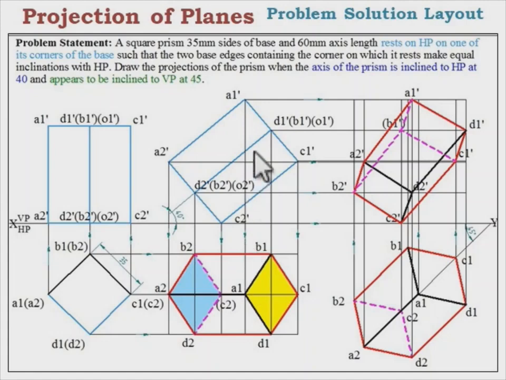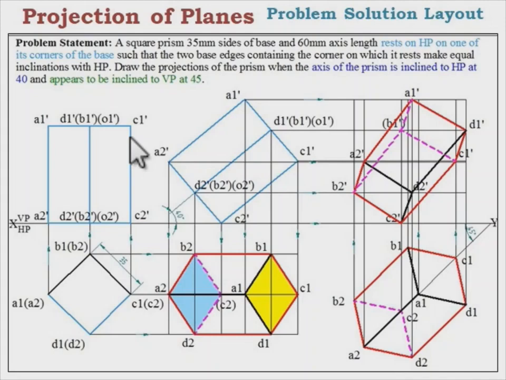Then the longitudinal edges A1 dash, A2 dash, they are near to the observer, so they are drawn with continuous thick line. The other edges like B1, B2, D1, D2 are drawn in continuous thick line and they are forming part of the boundary. The other edge C1 dash, C2 dash is away from the observer. So C1, C2 is drawn with dashed thick line.